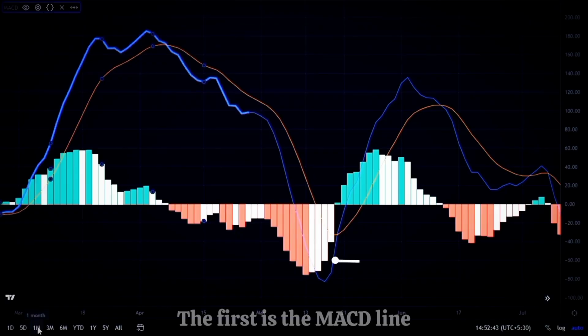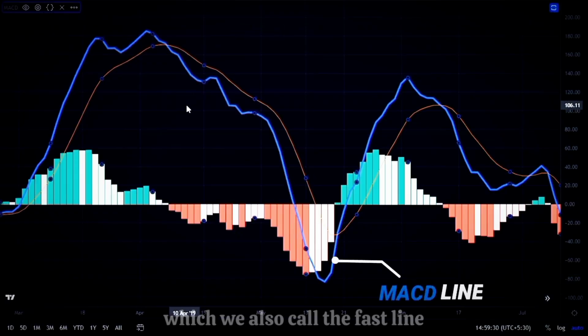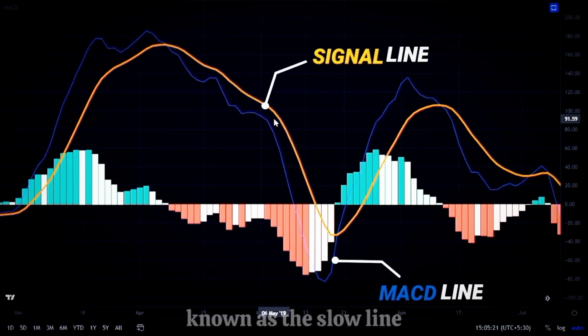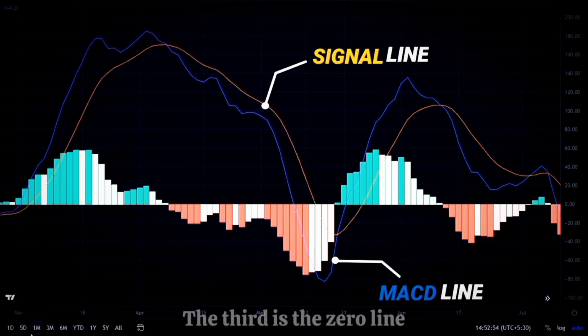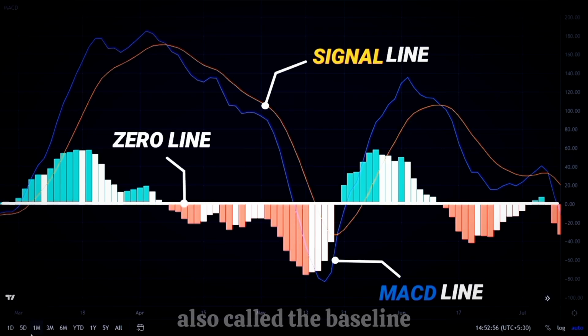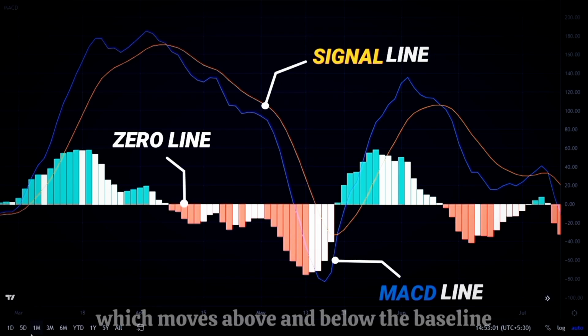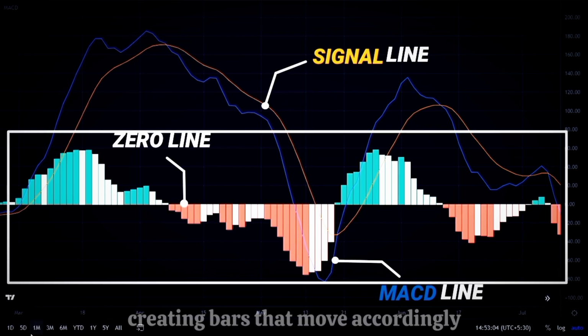The first is the MACD line, indicated in blue, which we also call the fast line. The second is the signal line, known as the slow line, represented in red. The third is the zero line, also called the baseline, and the fourth is the MACD histogram, which moves above and below the baseline, creating bars that move accordingly.